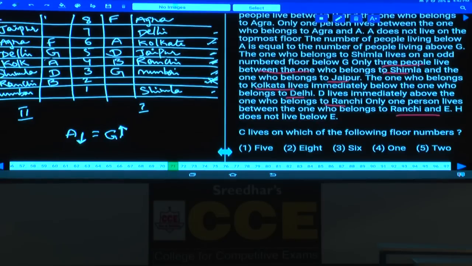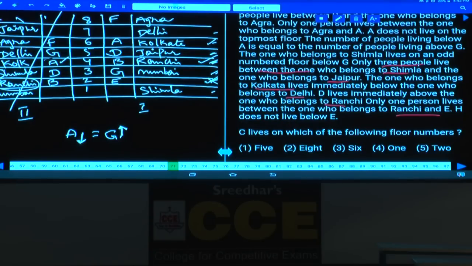Now the person belongs to Ranchi is on floor number 4, and with one person between these 2, the person E must stay on the 2nd floor, because there must be exactly one person between Ranchi and E. Now in this case, as the person belongs to Ranchi is here on the 2nd floor, E must be on the 4th floor, which is not possible because A is already there, and the second case is completely ruled out.